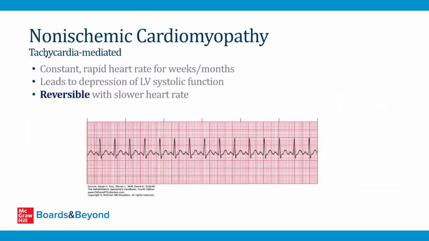cardiomyopathy. In the video on atrial fibrillation, I talk about tachycardia-mediated cardiomyopathy. So if patients have an arrhythmia like atrial fibrillation and they have a constant rapid heart rate for weeks or months, this will lead to depression of their LV systolic function and they can develop systolic heart failure. Importantly, this is usually reversible if you slow the heart rate or restore normal sinus rhythm. So it's important to identify when a tachycardia has caused a cardiomyopathy because this is very easy to reverse if you simply treat the underlying tachycardia.